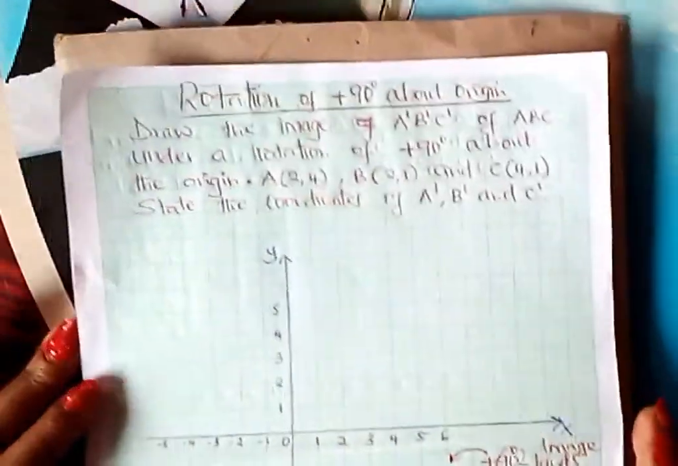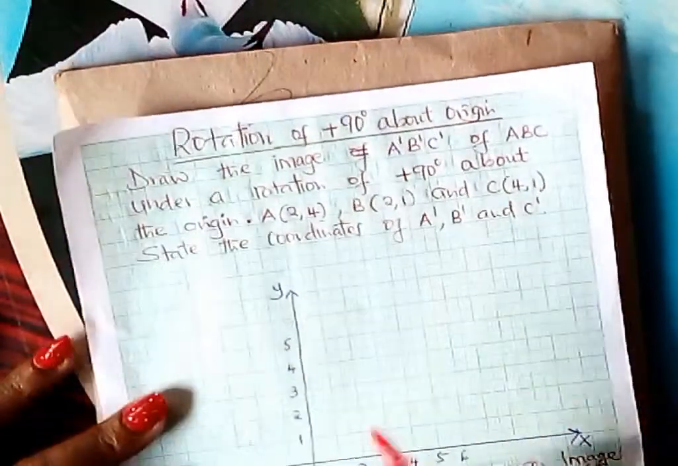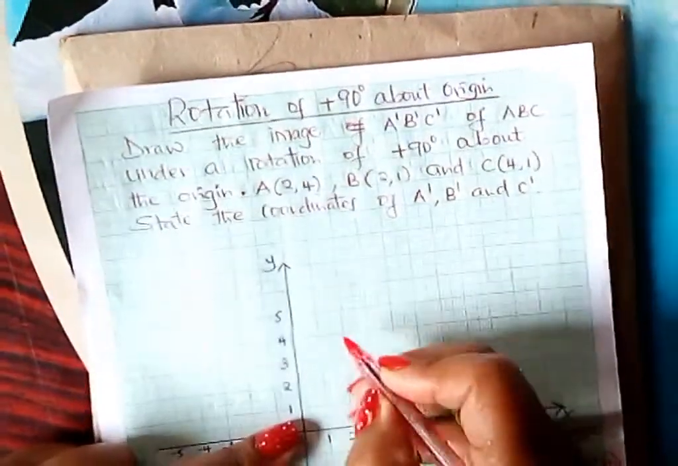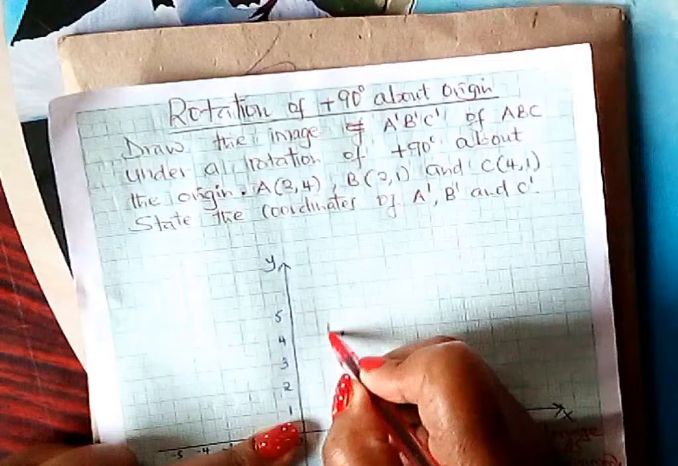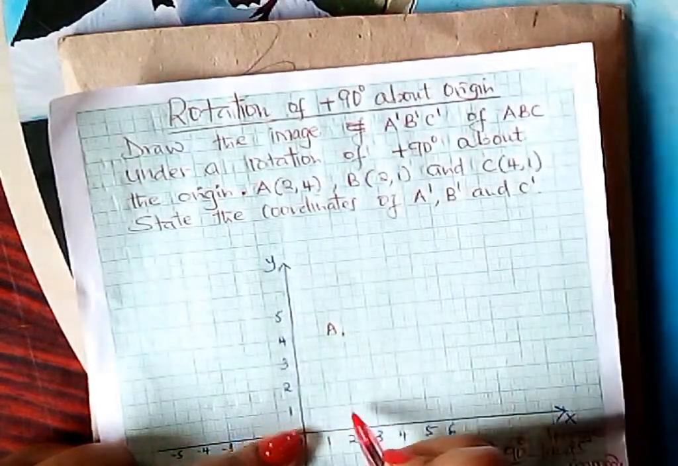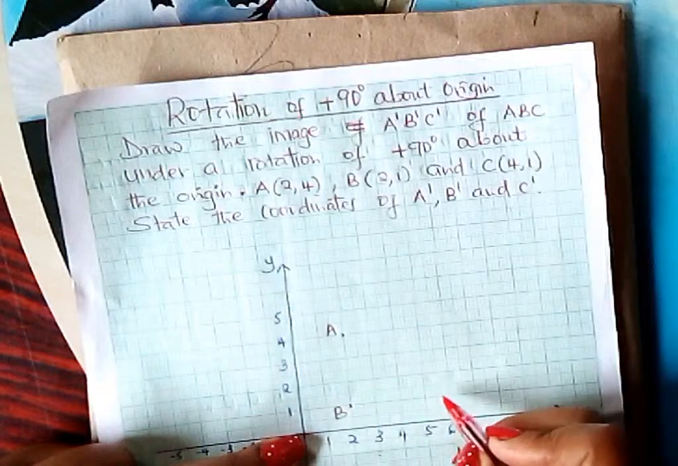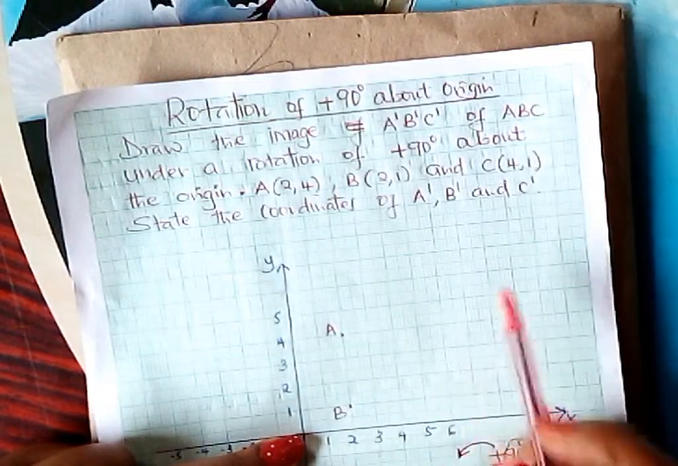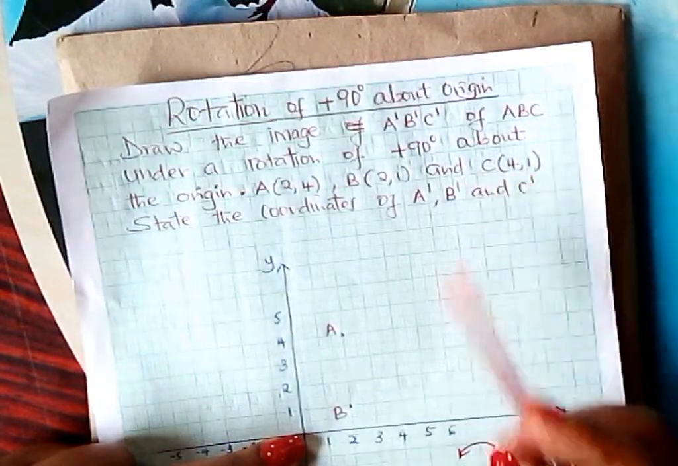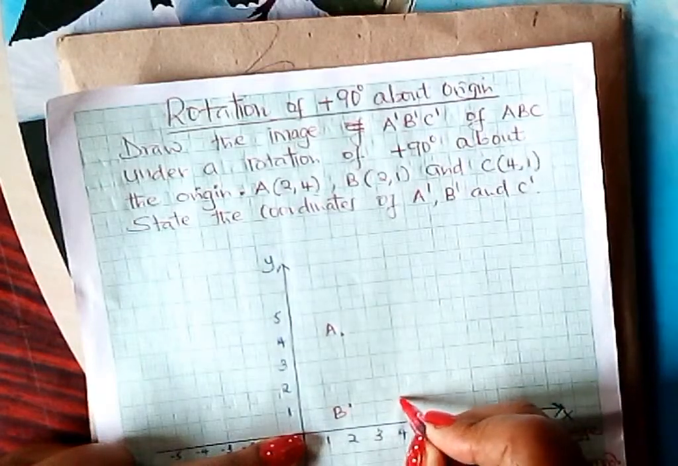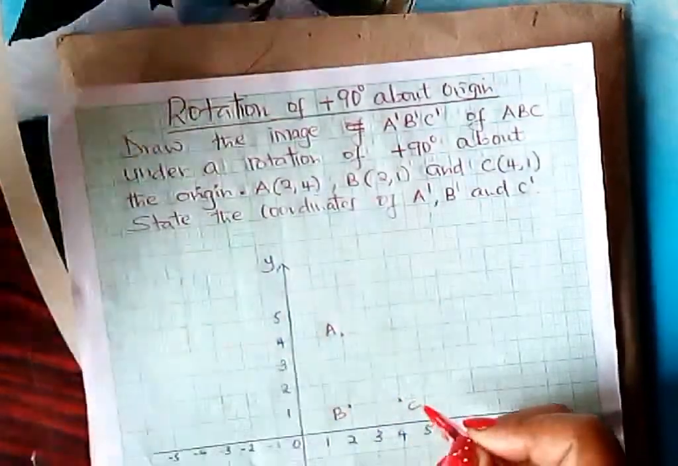Okay, let us look at this, learner. A is at 2, 4. There it is. This is our A. B is at 2, 1. There we are. C is at what? C is at 4, 1. There we are. That is our C.